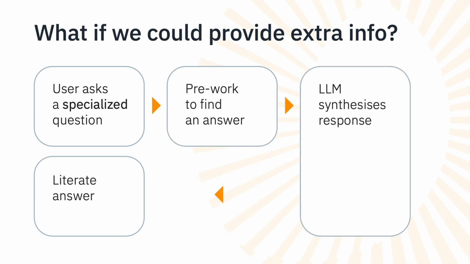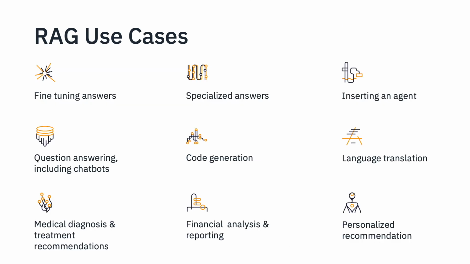So what if we could provide extra information in this kind of middle step? The user asks a specialized question, we do some pre-work to help find an answer, and then we let the LLM synthesize a result to give us that literate answer that sounded like it came from a human being, like we were talking about before. That right there, that is what RAG is all about. It's that center piece. And the reason that we use it is we want to get better answers.